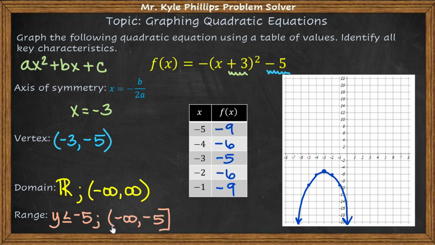Remember, you can never put a bracket with infinity, only parentheses, and the reason we put a bracket with negative 5 is because negative 5 is included in our range.